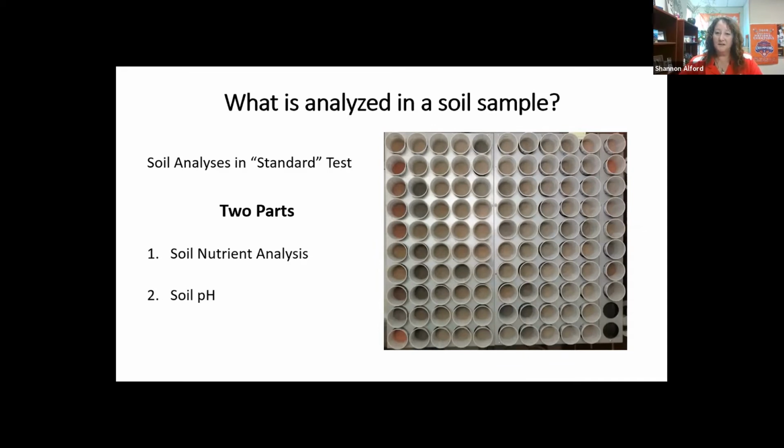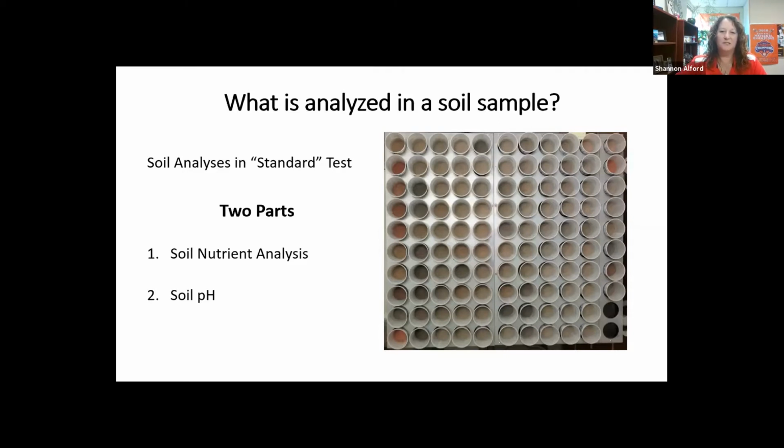So you heard us talk in the lab tour about the two-part standard test we do for soil samples. So I'm just going to go through that with a little bit more detail. You got the really quick version. In fact, we probably could have talked for 2 hours about what we do in the lab because we enjoy what we do back there. But just a little bit more detail. So the two parts to remember are the soil nutrient analysis and the soil pH analysis.